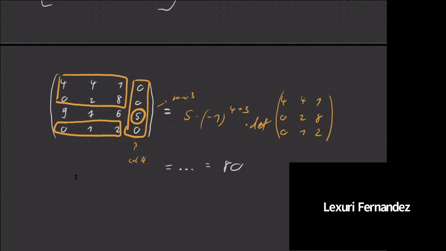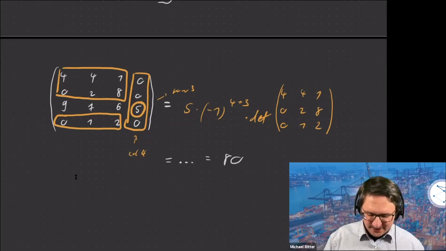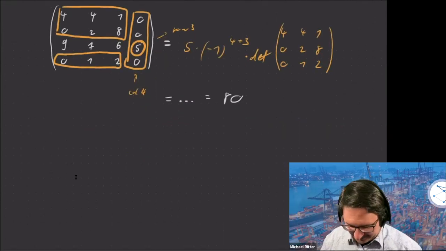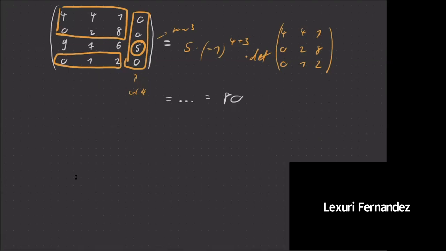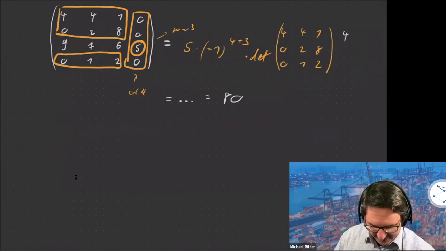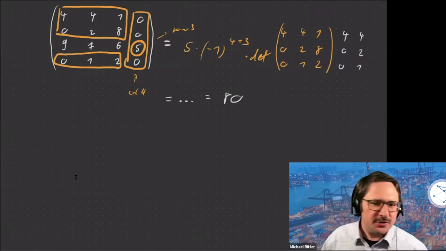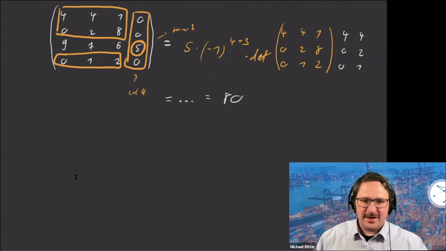There is a question that says, how do we write it down if we use Sarrus's rule after the first Laplace step? If you want to use Sarrus's rule after the first one, why not do it? What you do in Sarrus's rule is basically you take a 3x3 matrix like the one that we have here, and you add these two columns at the end, or you at least imagine you added these two columns at the end. You don't have to write it down if you can do it without.